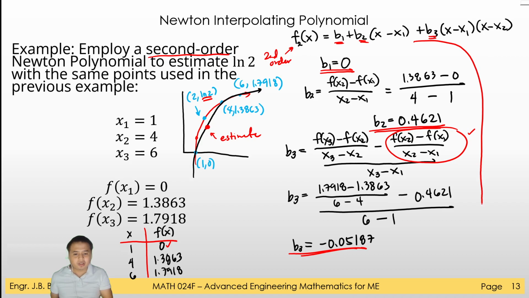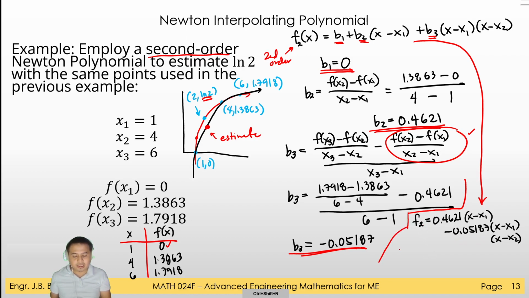So therefore, if we go back to your function here, b1 is 0, so we have here 0.4621 times x minus x1, and then we have minus 0.05187 times x minus x1, multiplied by x minus x2. So basically, this is your formula to solve for ln 2.